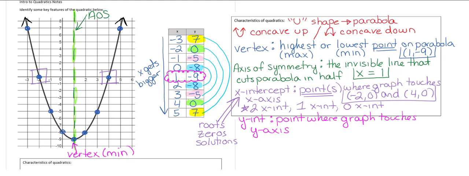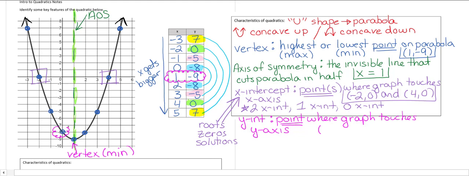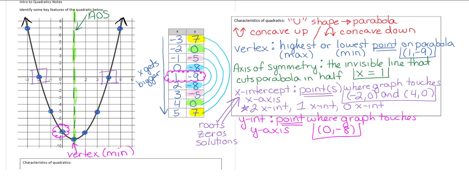And last but not least, our y-intercept. Again, our y-intercept is a point. In this case, it's where we cross the y-axis. So we can see here that our y-intercept is going to be (0, -8). So those are some of the key features of a quadratic. We're going to be using these vocab words, and we're going to be able to pick out the vertex, be able to write the equation of that axis of symmetry. So let's go ahead and do some practice now.